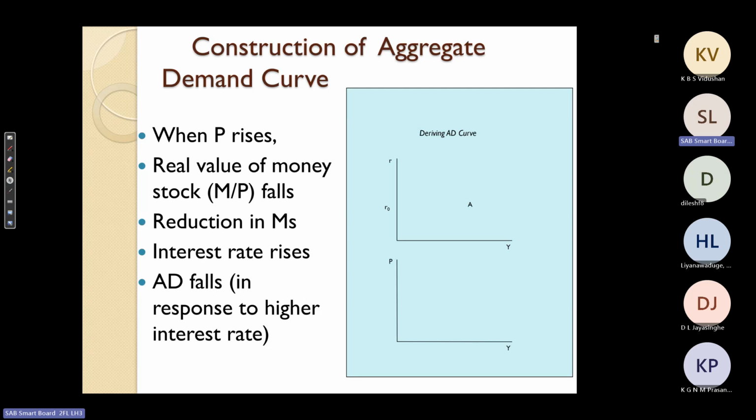So, construction of the aggregate demand curve. We take the price change there. First we assume prices increase. What happens? It affects our real money balance, M over P. When the price increases, keeping the money stock constant, real money balance decreases. That raises the interest rate. When there is an increase in the interest rate, what happens? That reduces aggregate demand, because a rise in the interest rate negatively affects investment. We will explain this in our graphical analysis.